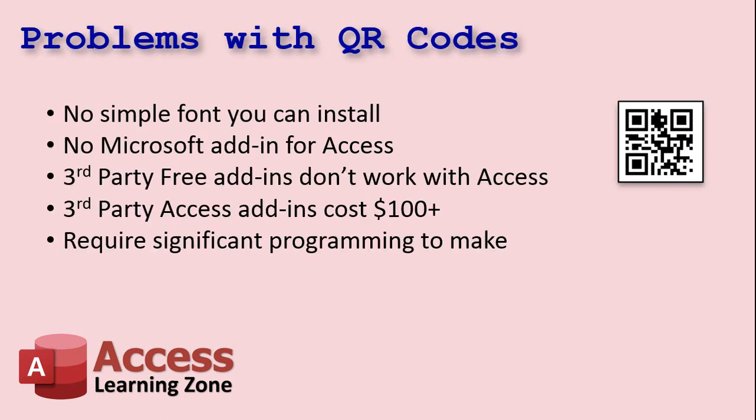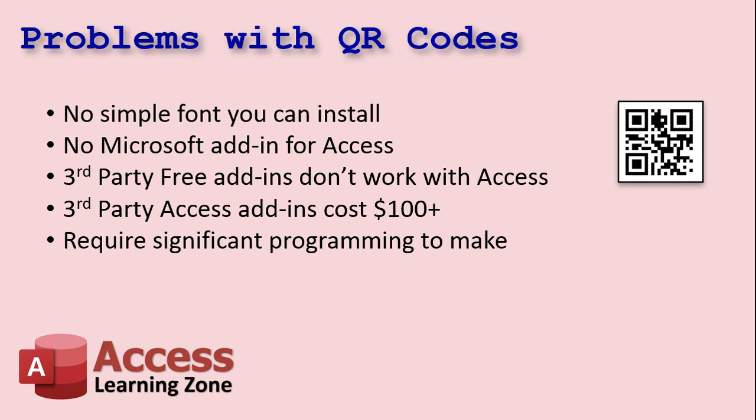The problems with QR codes and Microsoft Access specifically: first, there's no simple font you can install. Right? Doing Code 39 was really easy. All we had to do was insert a barcode font, install it in Windows, and then put asterisks around whatever number we wanted to use, and boom, there's your barcode. You can't do that with a QR code or pretty much any other 2D code.